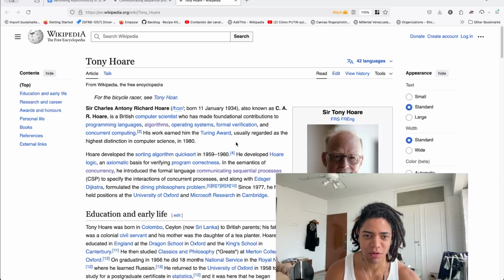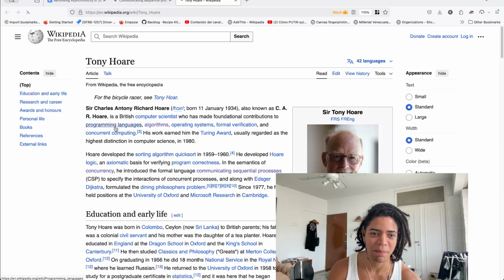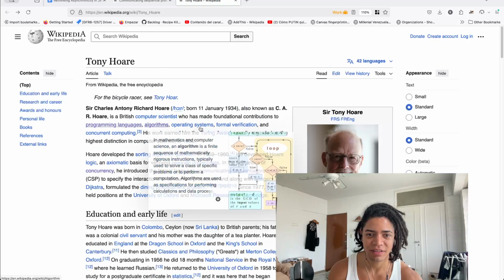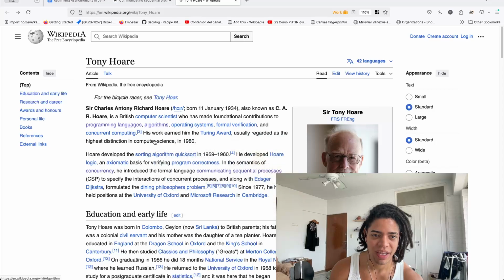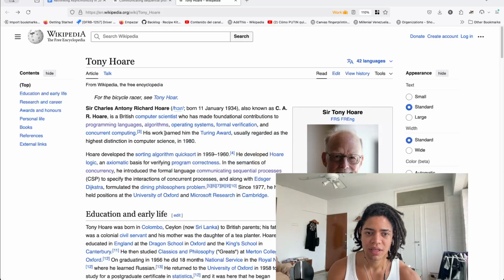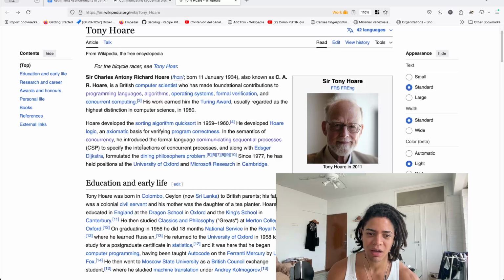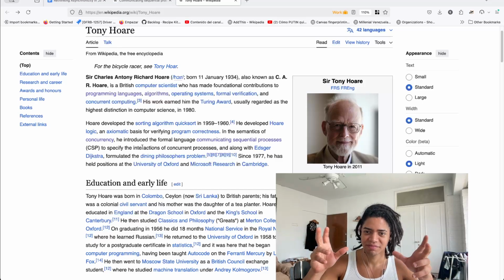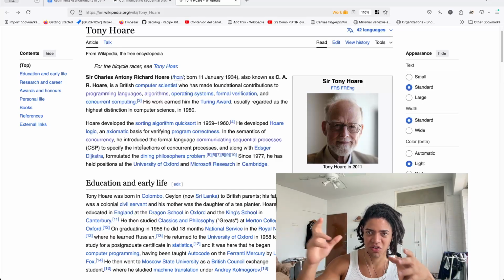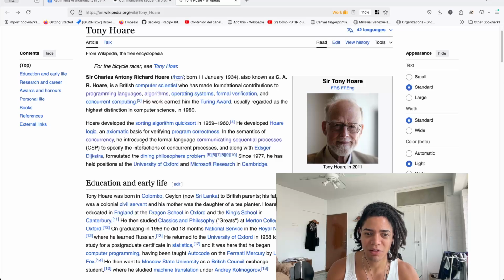Sir Tony Hoare. Oh shit. He is a British computer scientist who made foundational contributions to programming languages, algorithms, operating systems, formal verification, and concurrent computing. His work earned him a Turing Award, usually regarded as the highest distinction in computer science. Of course, man. Because if you somehow find a way to deal with this concurrency in a mathematical way, oh my god.